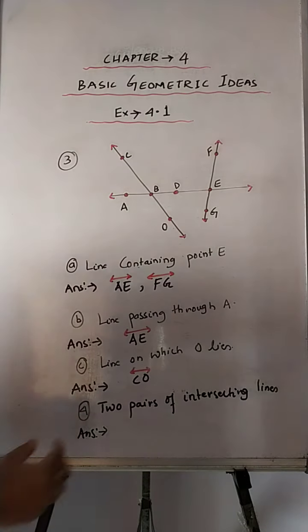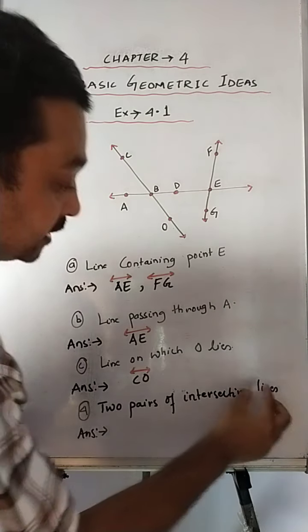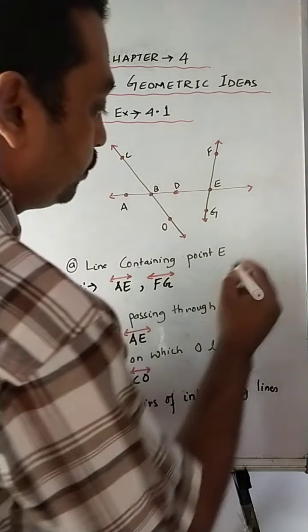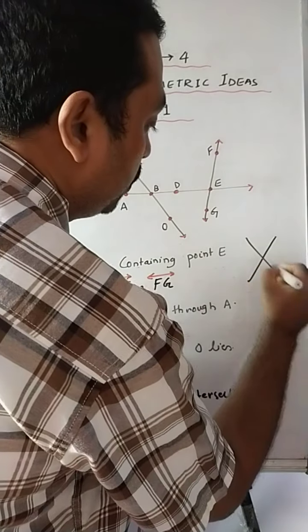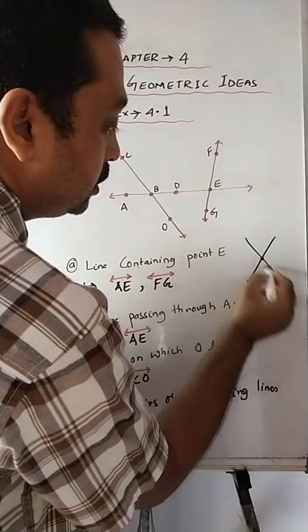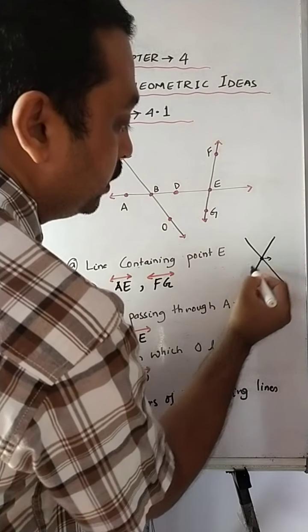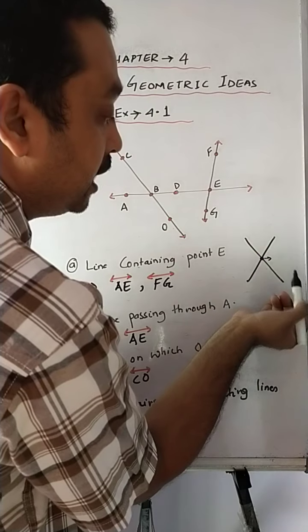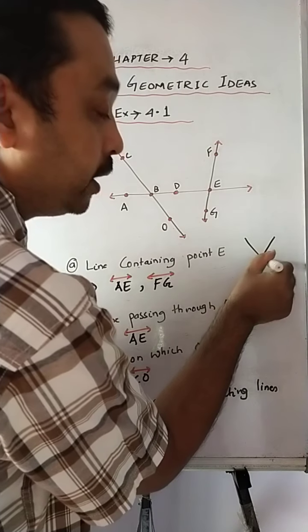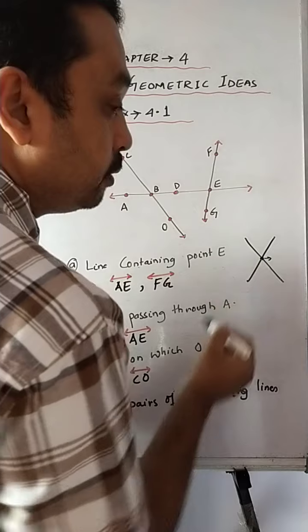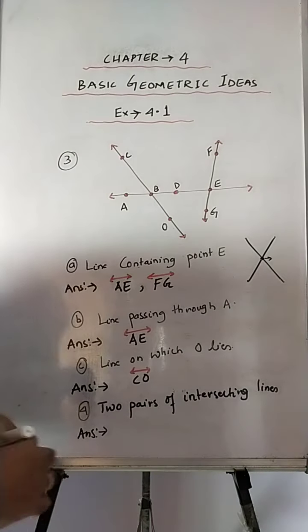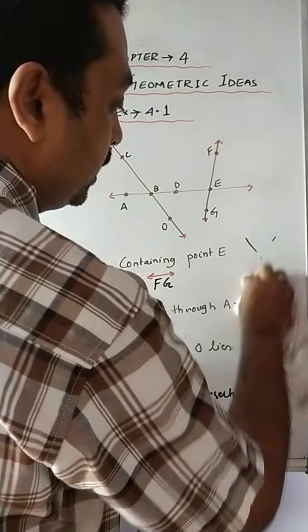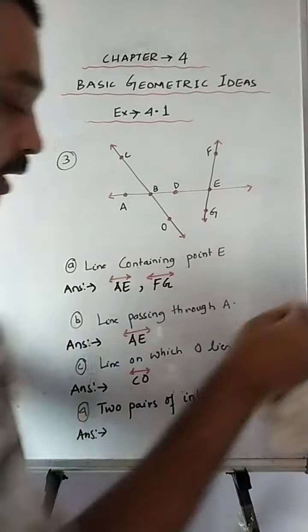Now, 2 pairs of intersecting lines. So what are intersecting lines? Suppose 2 lines are meeting at one point, and these 2 lines have only this point in common. When you see the lines intersecting at one point, or lines which have only one point in common, these 2 lines will be called intersecting lines, students. That is like a multiplication sign. In another way you can remember it.